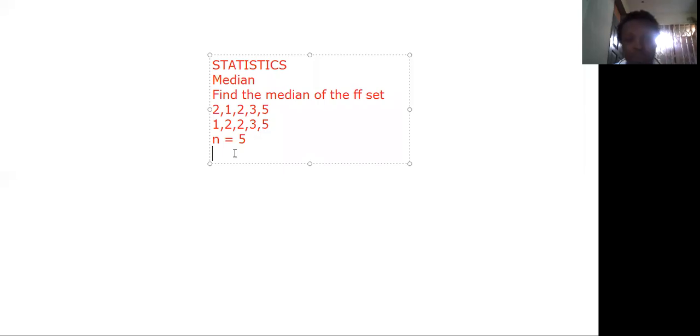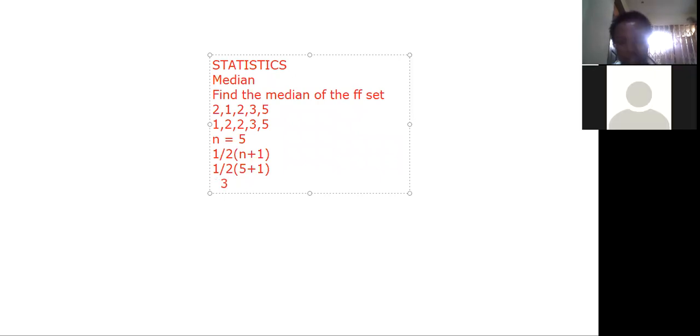However, you can also do it this way, using the formula: half into bracket n plus 1, where n is the number of the set of numbers. So this will be 5 plus 1, so we are going to get 6. Now 6 divided by 2, what are we getting? So our median will be, what are you getting, please? It's 3.